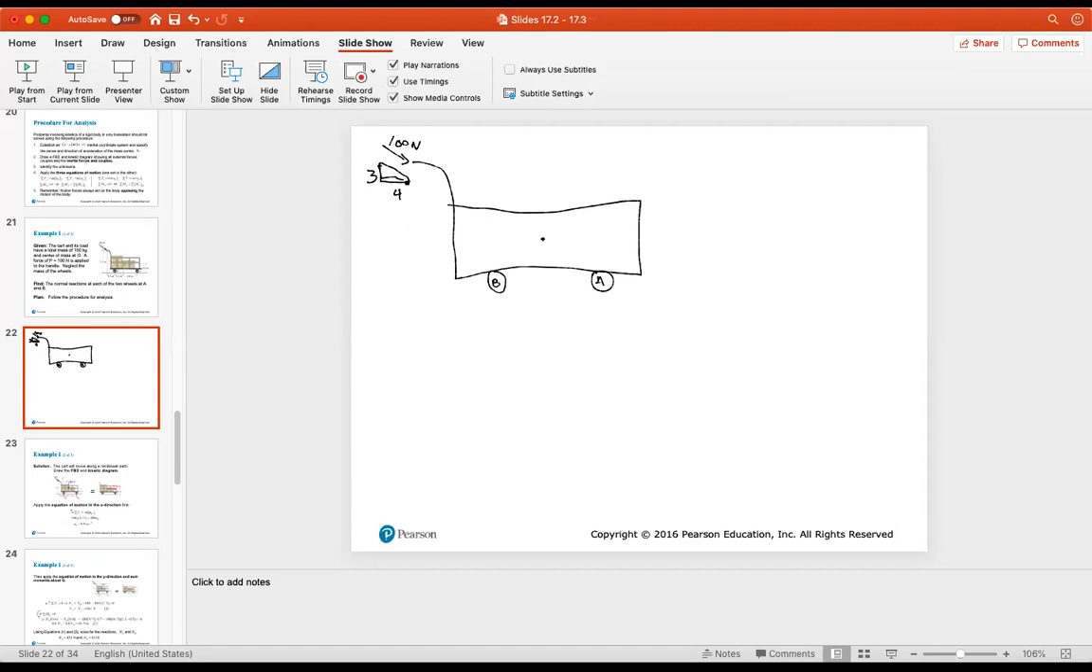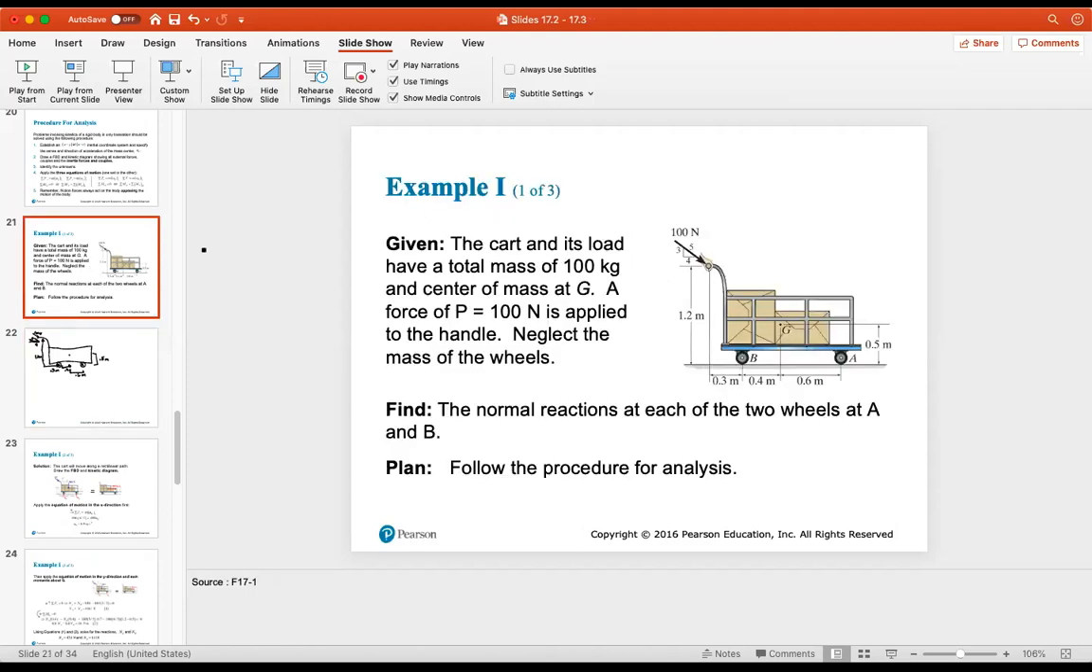and we're told various lengths. We're told that this distance is 1.2 meters. We are told that this distance is 0.3 meters. We are told this distance is 0.4 meters, obviously not to scale, and we're told that this distance is 0.6 meters. Finally, we're also told that this distance is 0.5 meters. So just check that, 1.2, 0.3, 0.4, 0.6, 0.5.